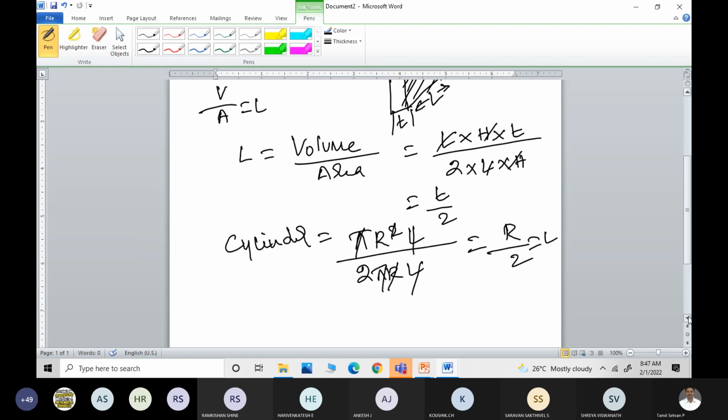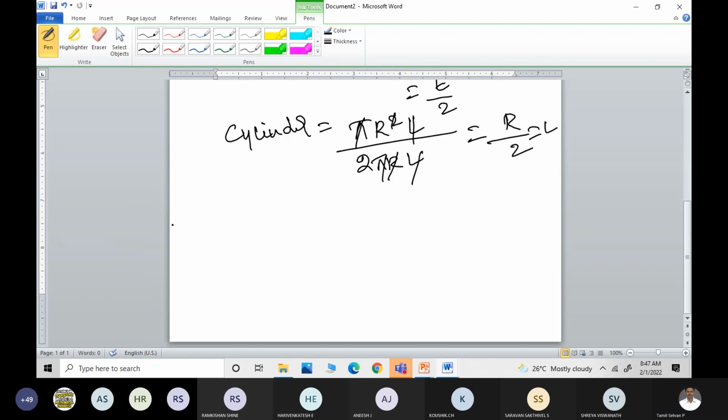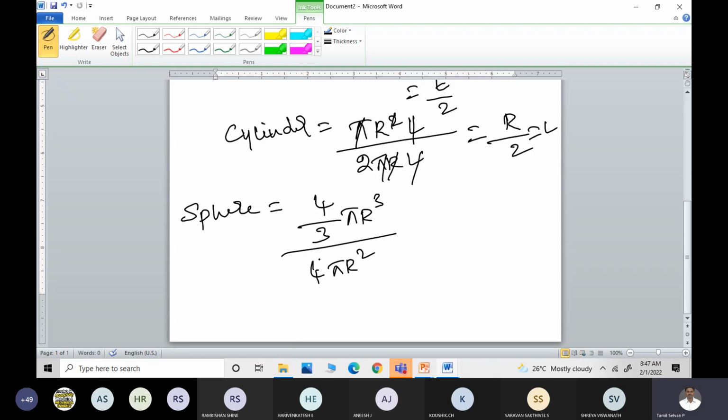What happens in the case of a sphere? 4 by 3 pi r cubed divided by 4 pi r squared. Am I correct or not? Yes, sir. Students, r squared gets cancelled, so you will have only r. 4 pi gets cancelled. So what will it be? R by 3. Am I correct? Yes, sir.